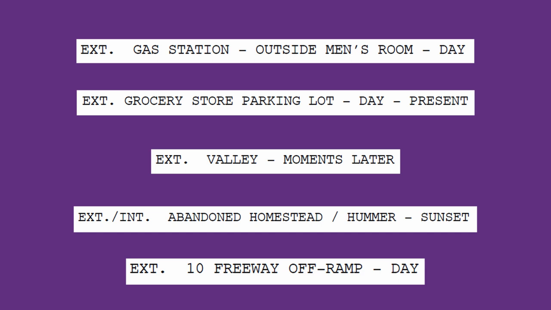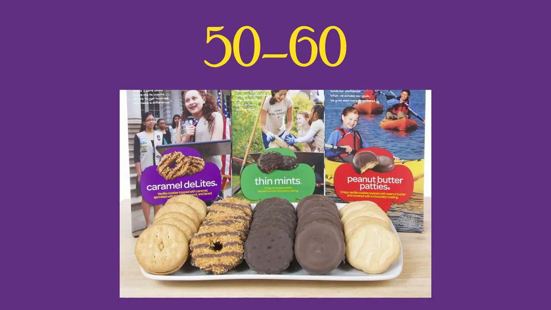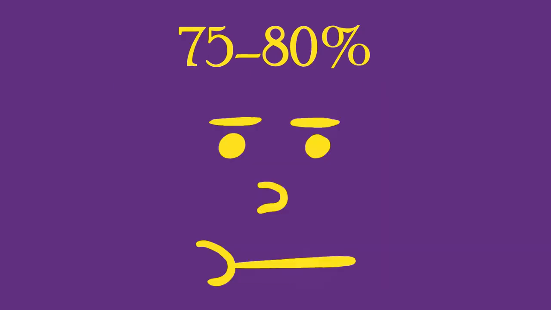the time of day. N dashes are slightly longer than hyphens, and are commonly used to denote a range of numbers. For example, the 07-08 financial year was rough for the global economy. I had to sell about 50 to 60 crates of Girl Scout cookies to get by. Of course, being an adult male, I was swiftly arrested and sentenced to 5 to 8 years in jail. About 75 to 80% of you are tired of this joke already.